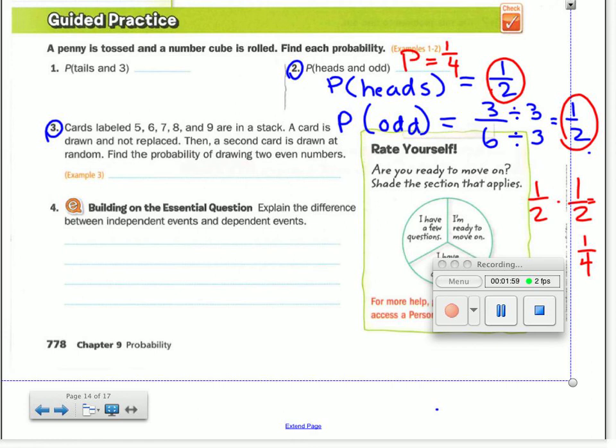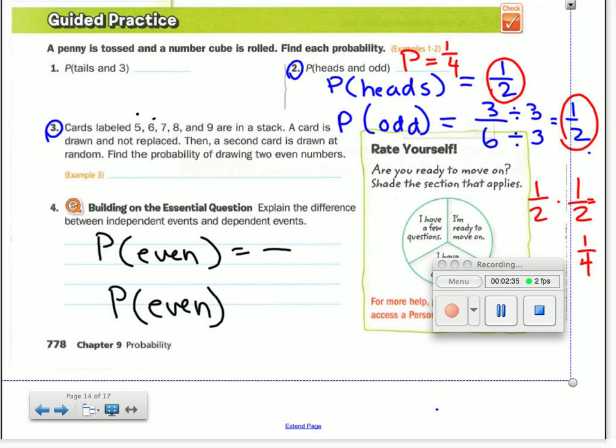Next, number 3, it says cards labeled 5, 6, 7, 8, and 9 are in a stack. A card is drawn and not replaced. That is a key part. The fact that it's not replaced makes it what? Dependent, meaning it's going to affect the second one's event. Find the probability of drawing 2 even numbers. So we're going to say the probability of an even number, and this is for your first event. Then we're going to do the probability of an even number for your second event.